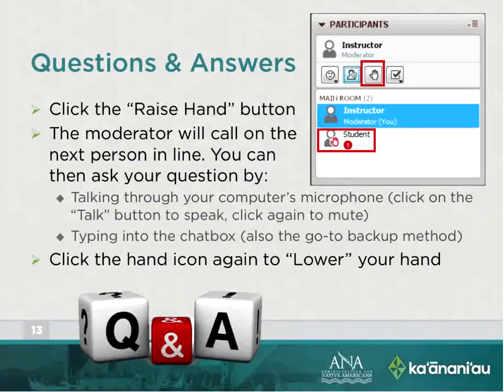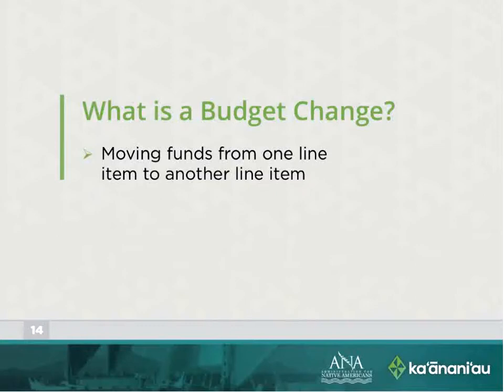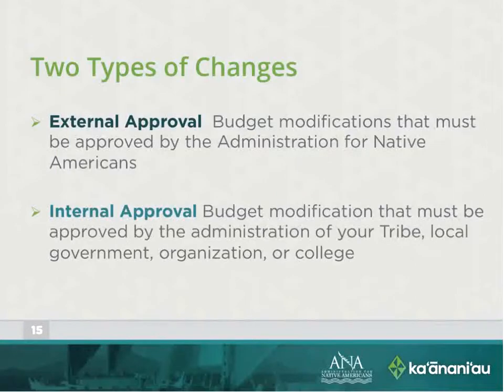A couple of other things: when we're talking about a budget change, we're talking about moving the funds from one line item to another line item. We're not going to be talking about planning a budget at all today. We're just going to be talking about budget changes once you have an approved federal budget. Okay? And then there's really two types of changes. There's the external change, and that's what Tim's going to be talking about. That's the kind of change when you go into the Administration for Native Americans or whoever your funder is for a budget modification. Tim will be telling us that, and then we're going to talk about the internal changes when I come back on.